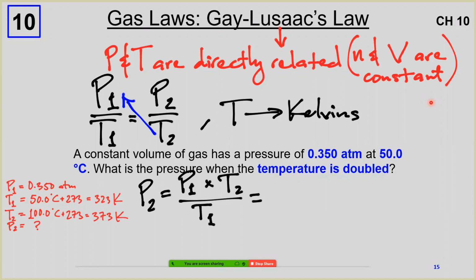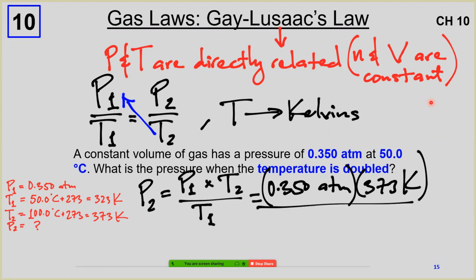All right, so all you have to do now is plug in the numbers. We have P1 here, 0.350 atm, multiplied by T2, which is 373 kelvins. And we're going to divide that by T1, which is 323 kelvins. And you can see the kelvins would cancel out, leaving you with the unit of pressure, atm. So plug this into the calculator, 0.350 times 373 divided by 323, and we get 0.404.